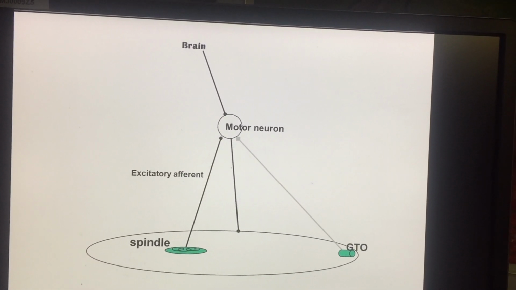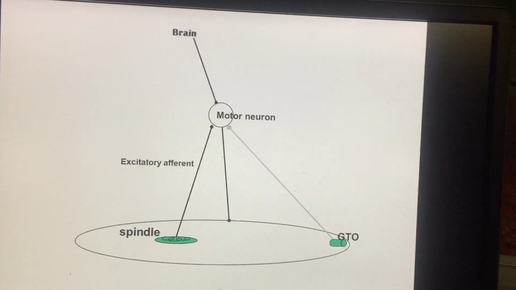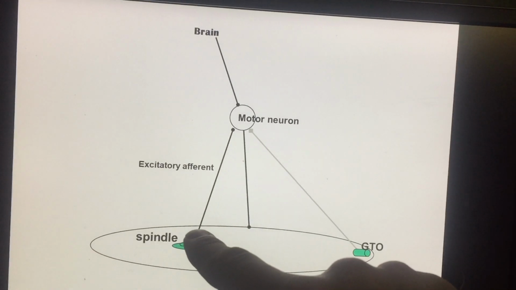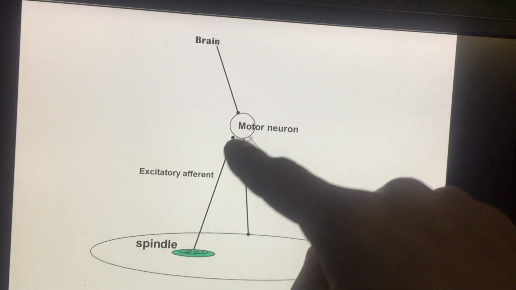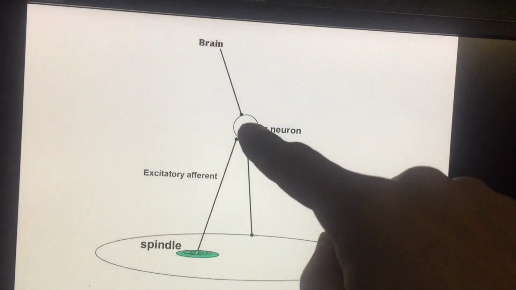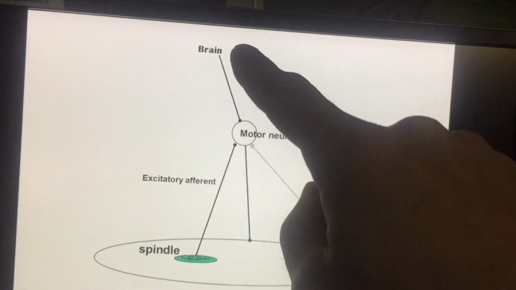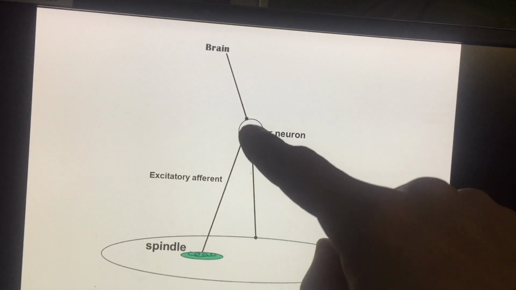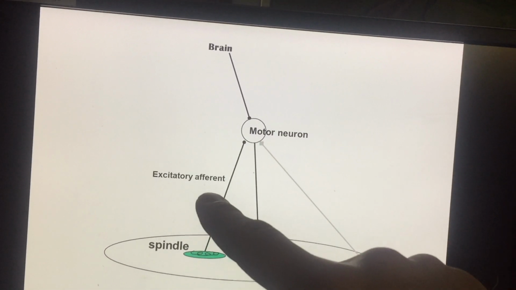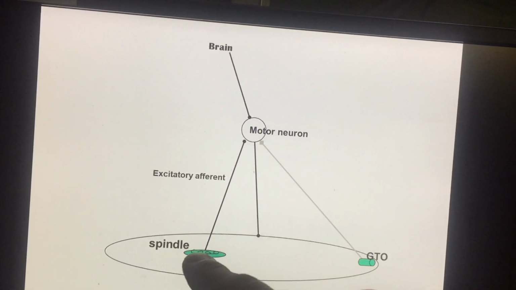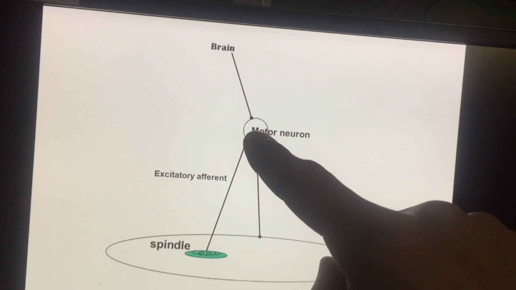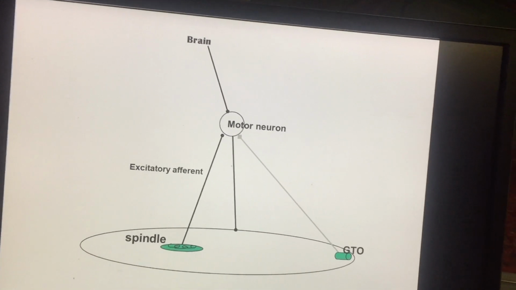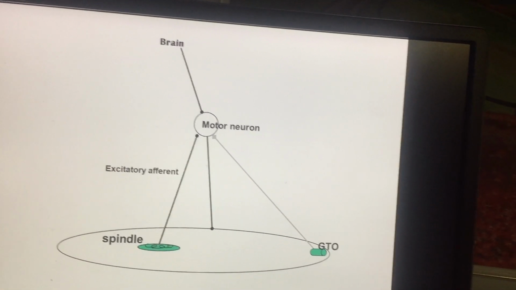So the muscle spindle, when it's activated, sends excitatory afferent input. Afferent just refers to messages being sent from the periphery towards the central nervous system, so going from the muscle to the spinal cord. Your central nervous system is your brain and your spinal cord. So anything going towards the central nervous system is afferent. And this is excitatory afferent, which means that it's activating that motor neuron, and in turn you're going to get activation of the muscle. So stretching the spindle causes a reflex muscle contraction.